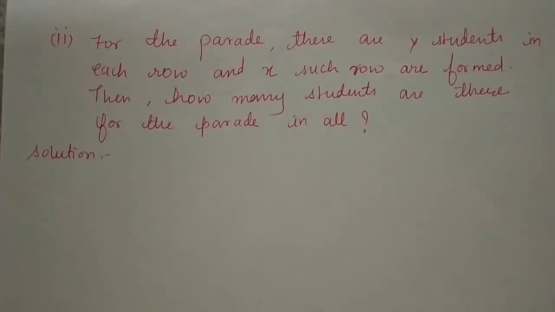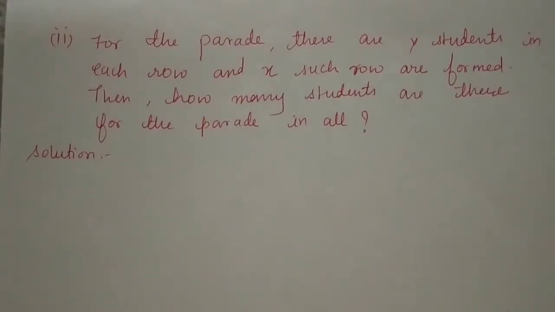Let us understand this question in terms of numbers. There are y students. Let me take, there are 10 students in each row, okay, and there are x such rows. Now suppose I take x rows as 6 such rows. Suppose I take the number 6, so how will I get the count of all the students in the parade? See, one row 10, second row 20, 10 plus 10 is 20, third row 10 plus 10 plus 10 is 30, right? Like that in 6 rows, how many? 6 into 10 is 60, correct?